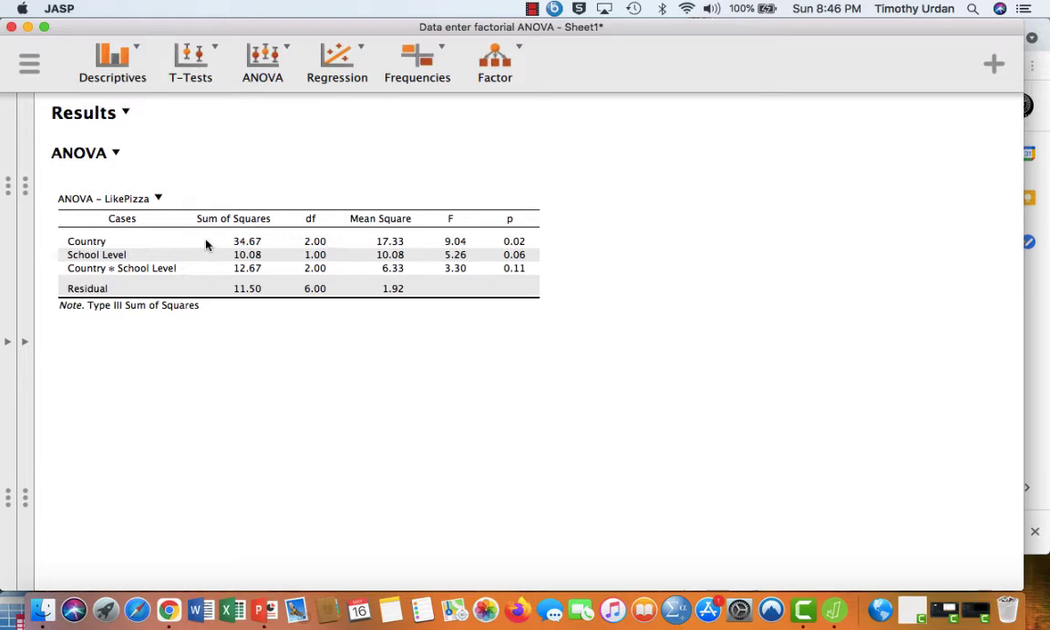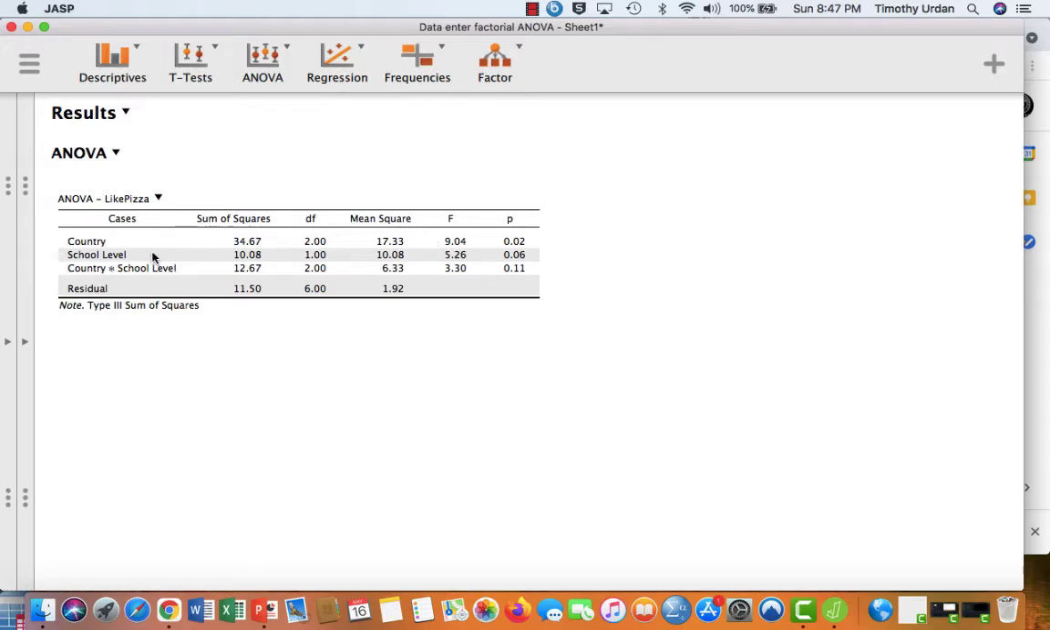This main effect, this significant ANOVA for the country, is found when controlling for the main effect of school level and the interaction of country and school level. So the difference between the sample means for country was not due to chance. It is statistically significant. That means there's a difference in the population means of how much kids in the US, Cambodia, and Mexico like pizza when controlling for school level and the interaction of country and school level. We don't know specifically which means are different. We just know somewhere there's a difference.